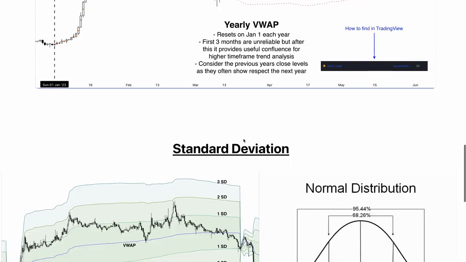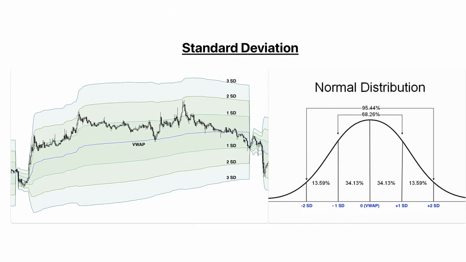Now, let's talk about standard deviation. So the VWAP is one line, a type of moving average. You see it here in the middle, marked as VWAP. But you can also use VWAP bands to measure deviations in price. The TradingView indicator allows you to measure up to 3 standard deviations depending on how you set it.